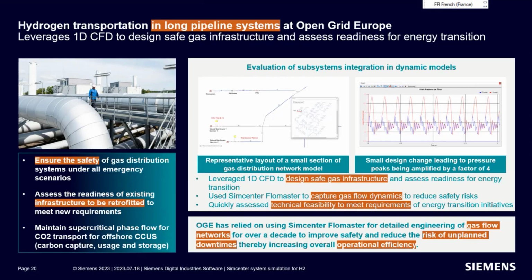Here is an example with Open Grid Europe, which is a German company, and they use Simcenter Flowmaster for this typical case of hydrogen transportation. So at the end, it's a matter of checking the requirements, like ensuring the safety, also retrofitting existing installations, or some requirements regarding gas flow dynamics or peaks of pressure that you need to ensure, things like this.